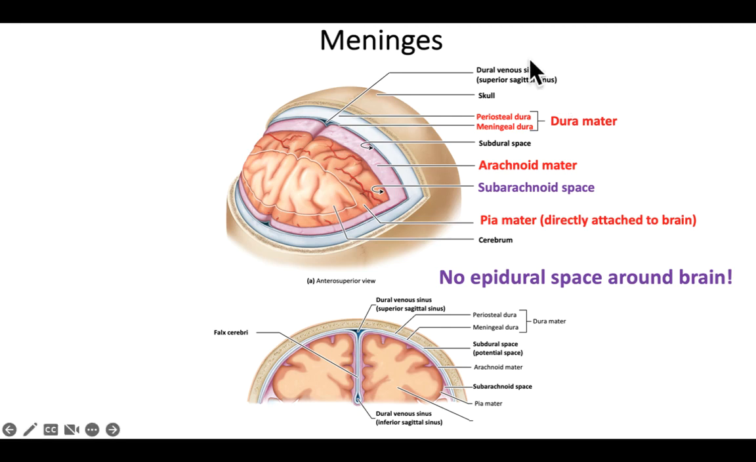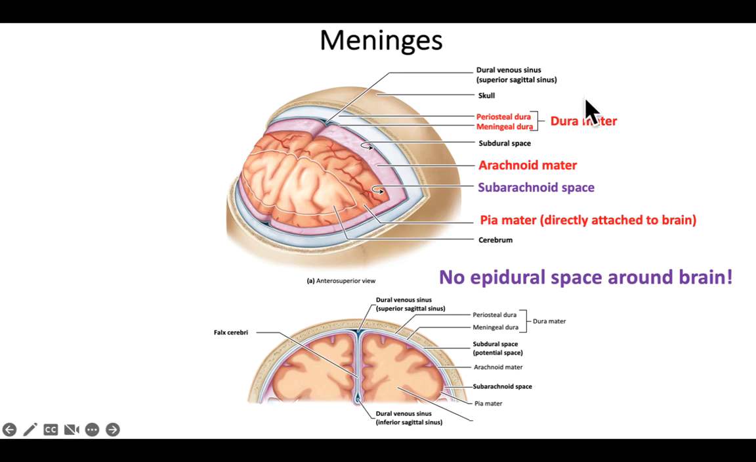So you'll notice where the dura mater separates, there's two layers. There's the periosteal dura, which is basically the layer in contact with the bone. And then there's the meningeal layer. That's the layer that's in contact with the next layer, or the middle layer, which is the arachnoid mater.